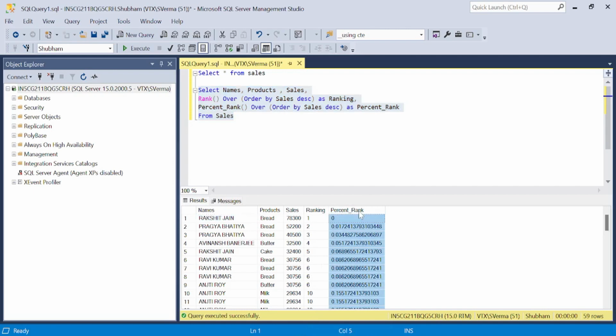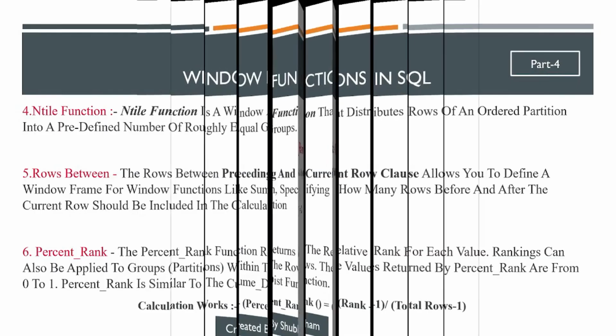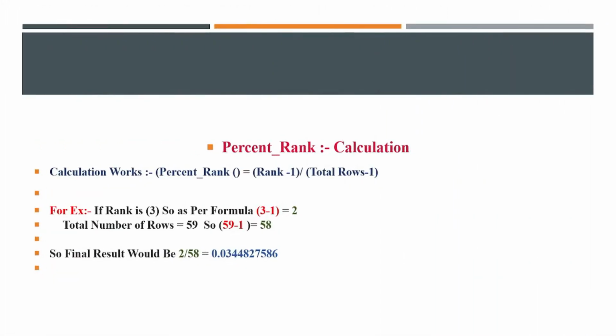And now, guys, let me show you one example so that you can easily understand how this percent rank is calculated. Here under this example, you can clearly see how percent rank works. This is the formula: rank minus 1 divided by total rows minus 1. And here I have made the explanation. Suppose you take rank 3. As per the formula, 3 minus 1 is equal to 2, and the total number of rows is 59. So 59 minus 1 is equal to 58. The result would be 2 divided by 58, which is 0.034 and so on. So in this way percent rank works: rank minus 1 divided by total number of rows minus 1.